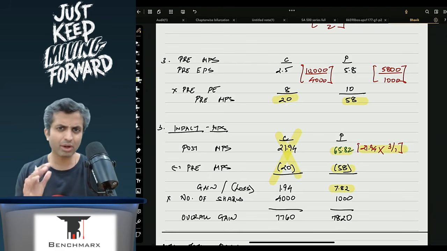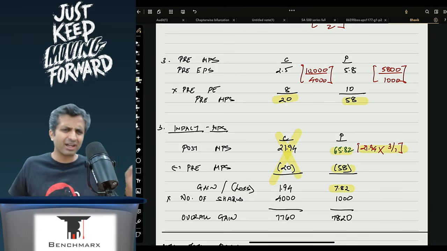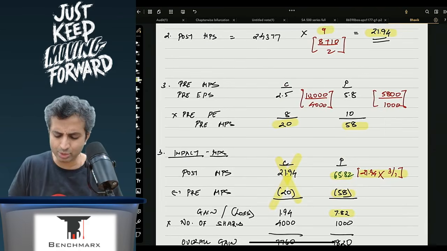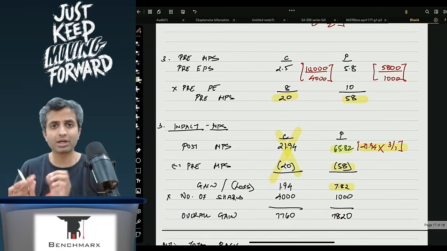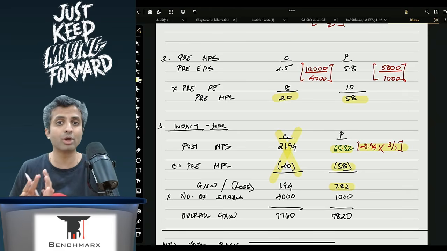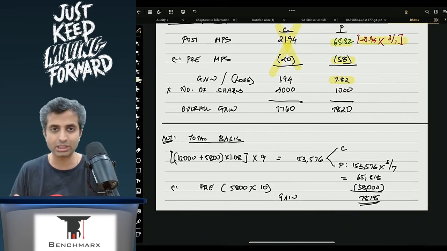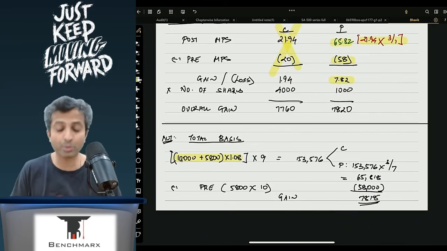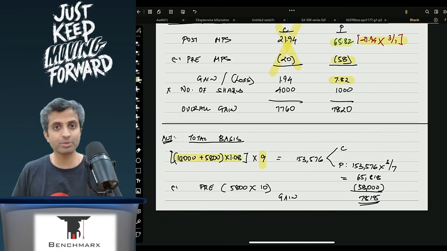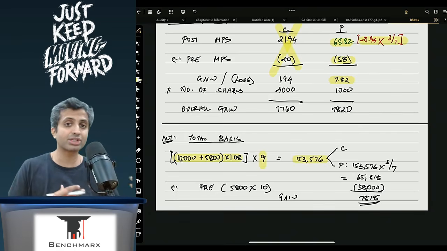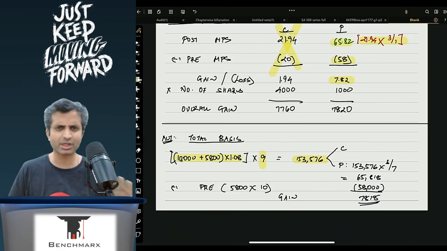Now this is one way of doing it. The other way of doing it is, you say forget the per share working, we will do that at the end. We look at it on a totality basis. We say on a totality basis there is a post acquisition company of 15,800 profits, which is growing by 8% due to synergy, and hence this will be your post merger PAT into 9, which is the average P/E ratio. This will be your post merger market value.